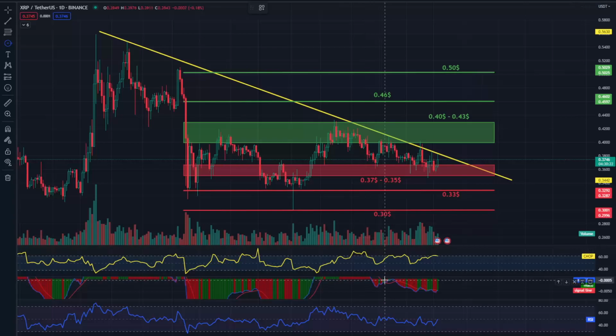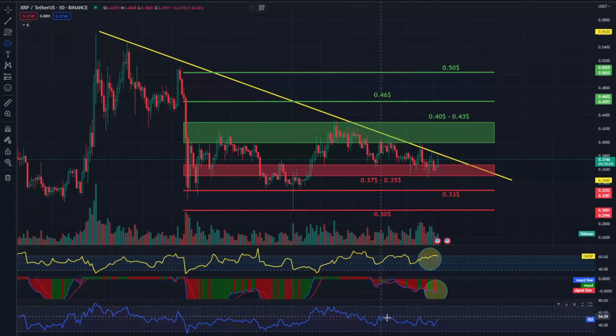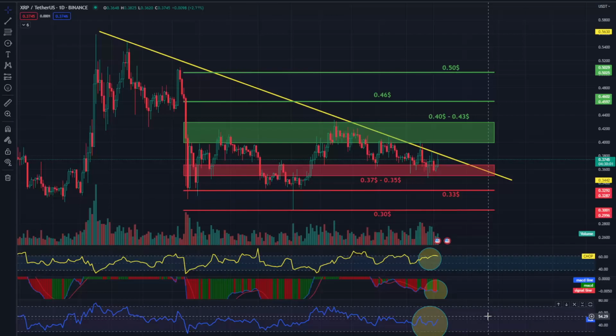Please look at the CHOP index, which indicates that we have a lot of energy for the upcoming move. The MACD is on the verge of entering an uptrend, while the RSI is moving in the lower part of the range, which gives room for increases.